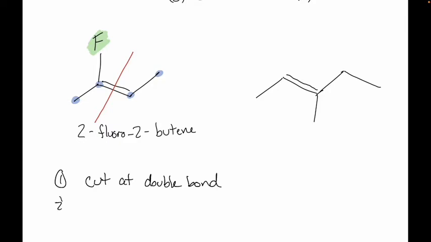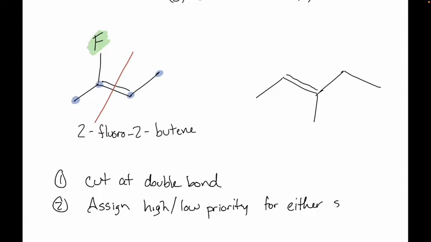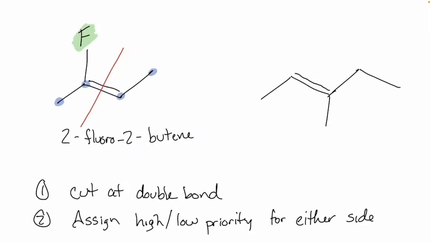Step 2, assign high or low priority for either side. So what do I mean by that? We're going to look at these two groups here. Let me uncolor code this real quick. I'm going to look first on the left side of this double bond. So we're going to chop our double bond in half, look on one side first. I'm going to focus on this left side, and I'm going to try to assign high and low priority to these two groups. So I'm going to compare this group here and this one here.